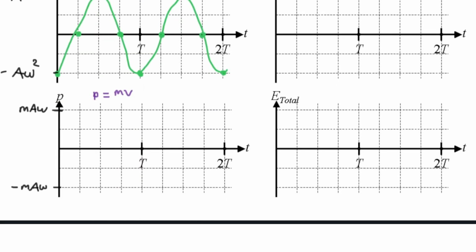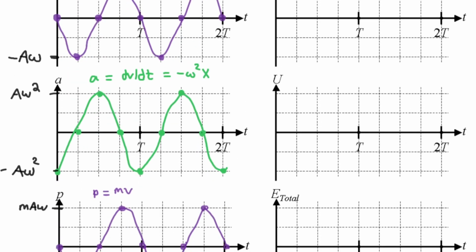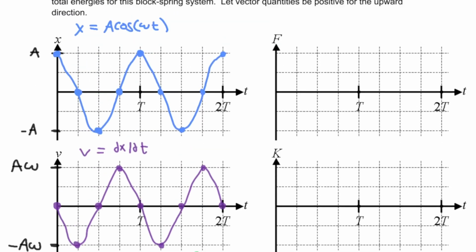Missed it here. There we go. That was not good. My graphing by hand with the cursor could use some work, but I think we get the idea. So notice this is just the velocity graph just scaled.